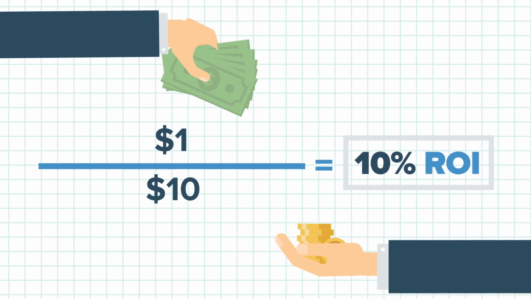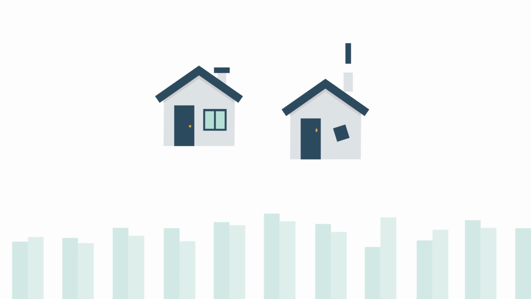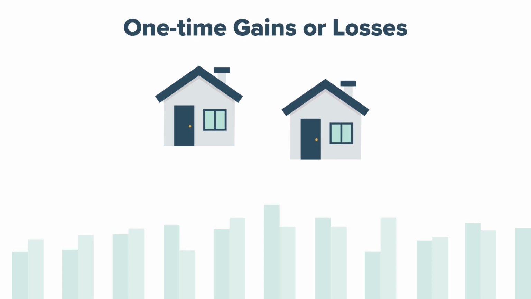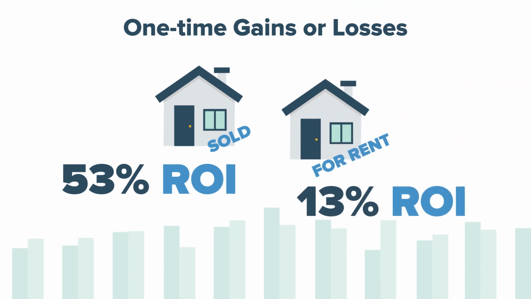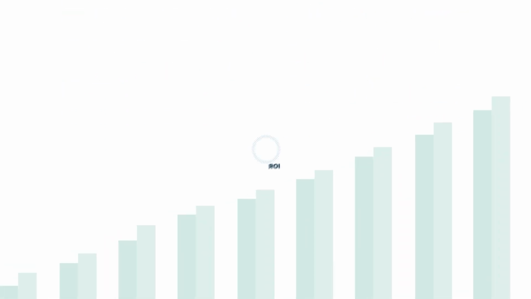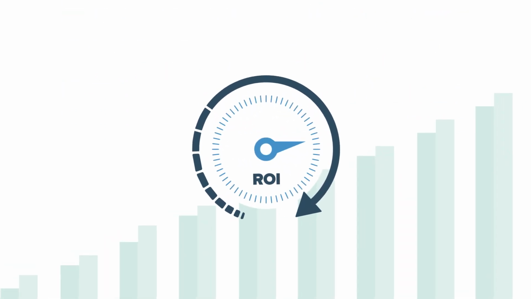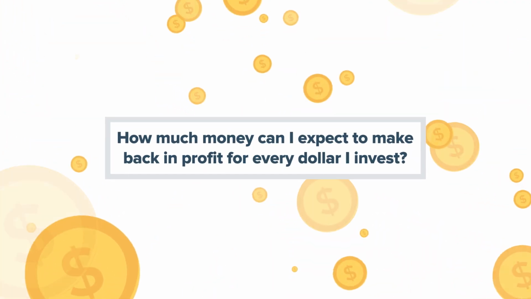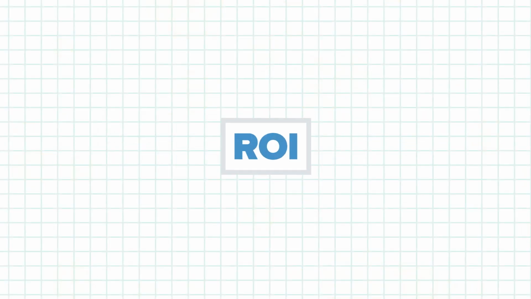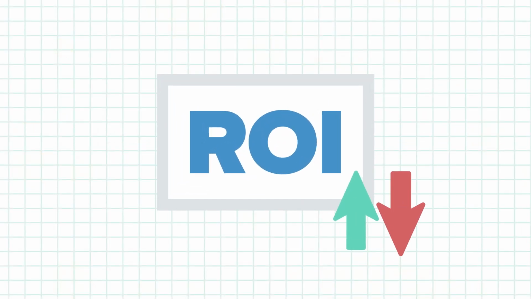Now, the real beauty of ROI lies in its simplicity. Typically, the ROI formula is used to calculate one-time gains or losses, like the profit from flipping a property or measuring the annual income from a rental property, or for that matter, any other type of business. Return on investment tells you how efficient an investment is at generating profits for you. It answers the simple question: how much money can I expect to make back in profit for every dollar I invest? Now, as with anything, there are some advantages and limitations with using the return on investment calculation.